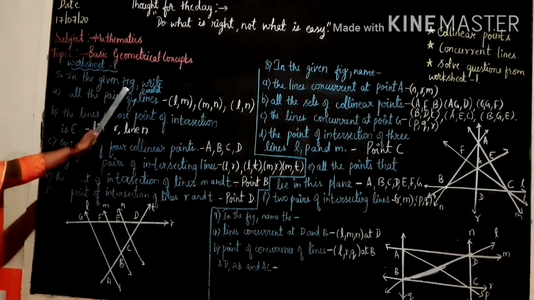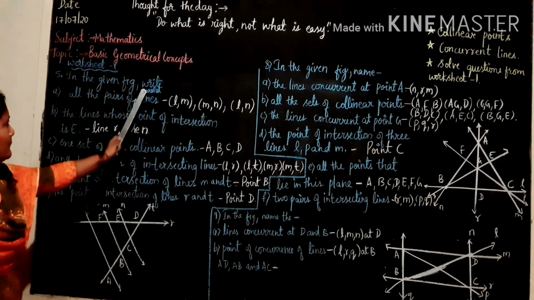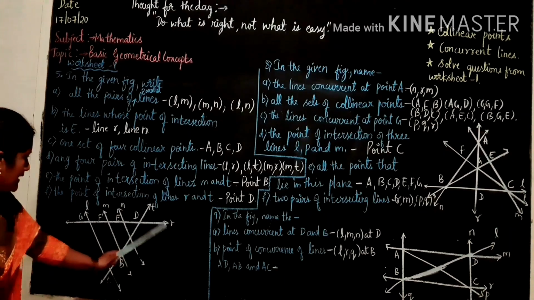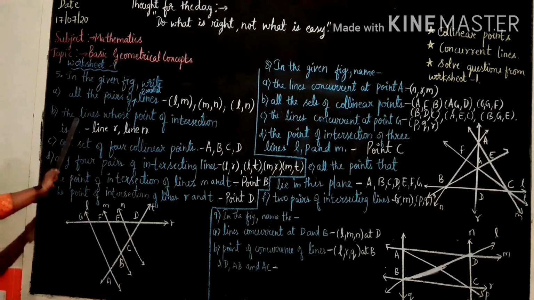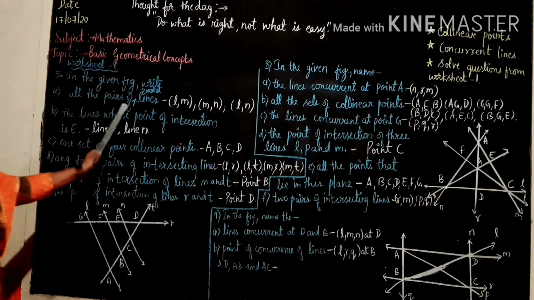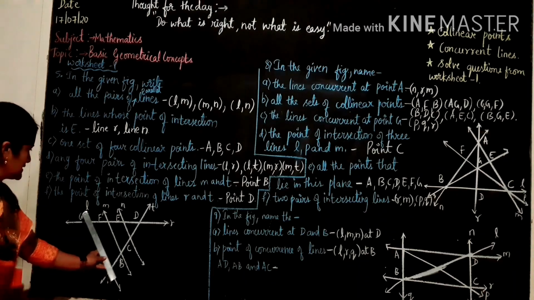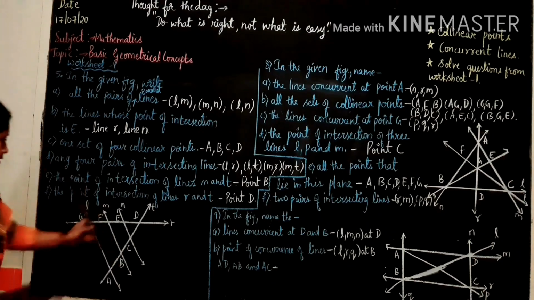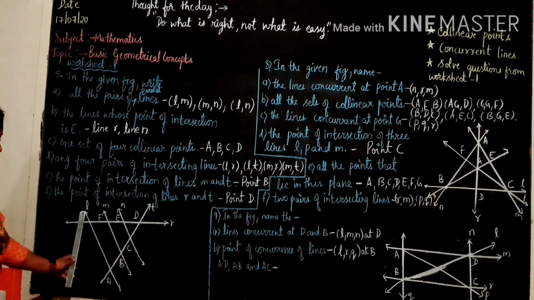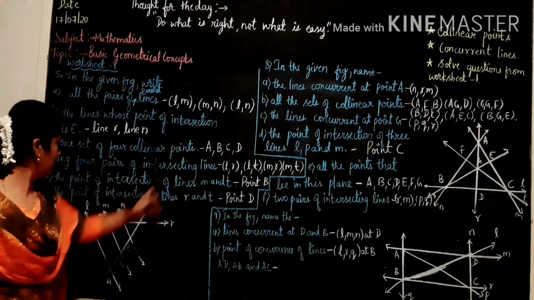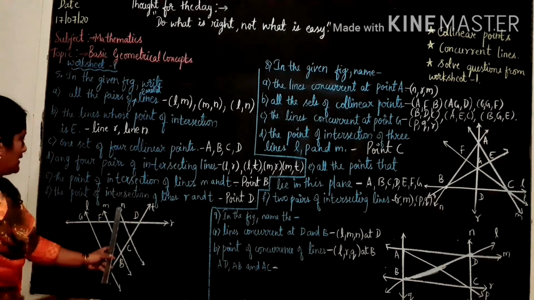Children, let us now solve the problems from worksheet number 1. In the given figure, write all the pairs of parallel lines. Here you are given the figure, and you can see that there are lines L, M, N, R and T. You have to write all the pairs of parallel lines. As you know, parallel lines are those which do not meet anywhere. Here L is parallel to M, M is parallel to N, and L is also parallel to N.